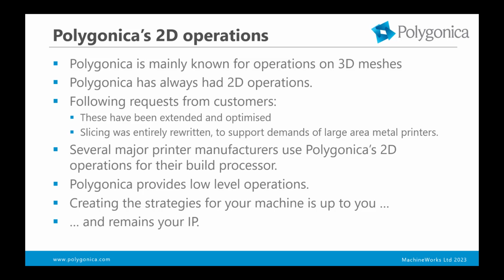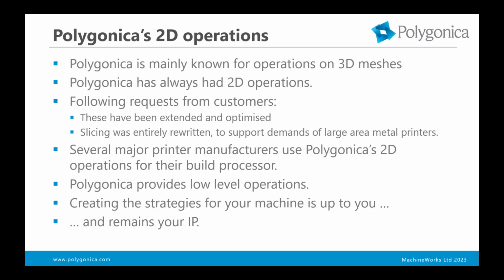But following requests from customers in additive who have written build processes using Polygonica, these operations have been extended. We've added more functionality, and they've also had to be optimized. For example, slicing was entirely rewritten. Slicing's been in there since 1994 in MachineWorks, but it was entirely rewritten a few years ago to support the demands of large area hard material printers, so metals and ceramics, where you might have very tight tolerances between the different layers in the vertical direction, and you've got very large area print beds, so half a meter upwards kind of thing.